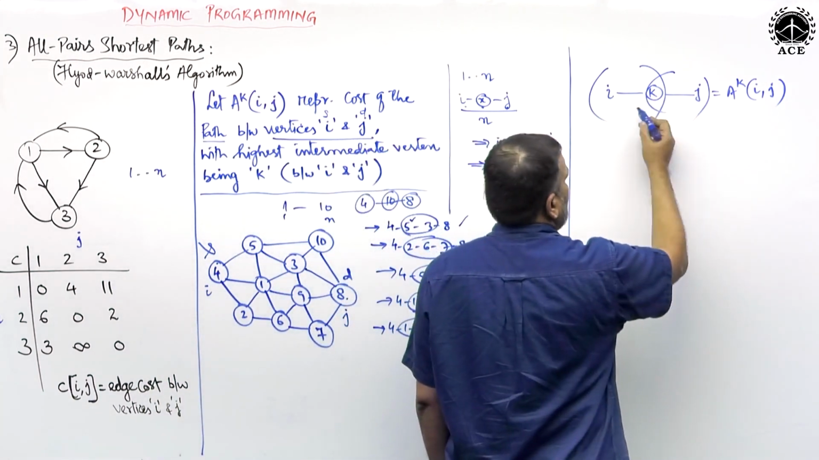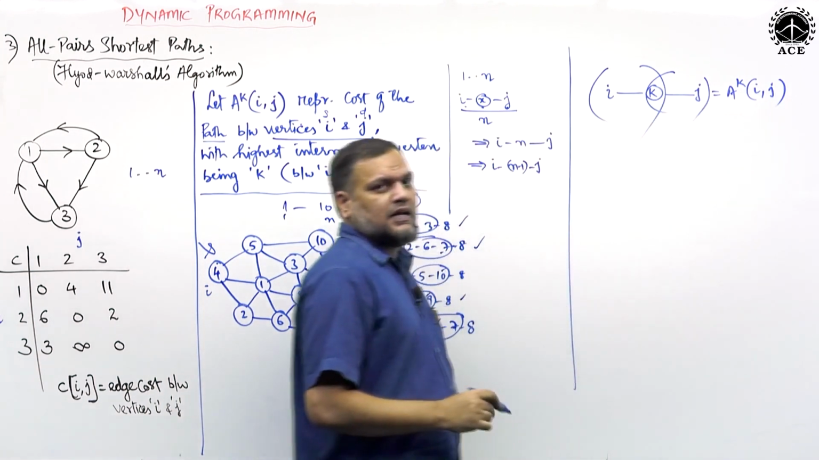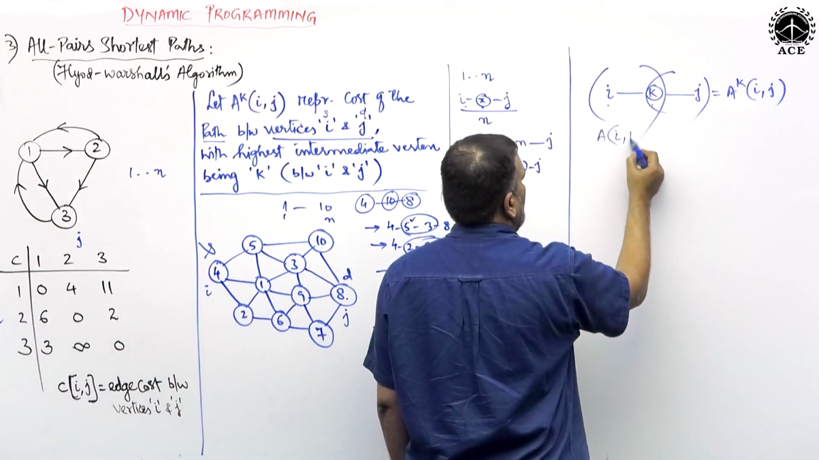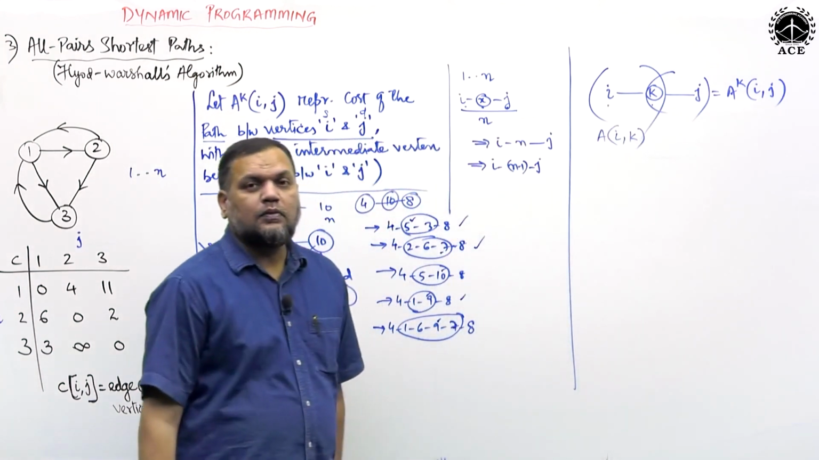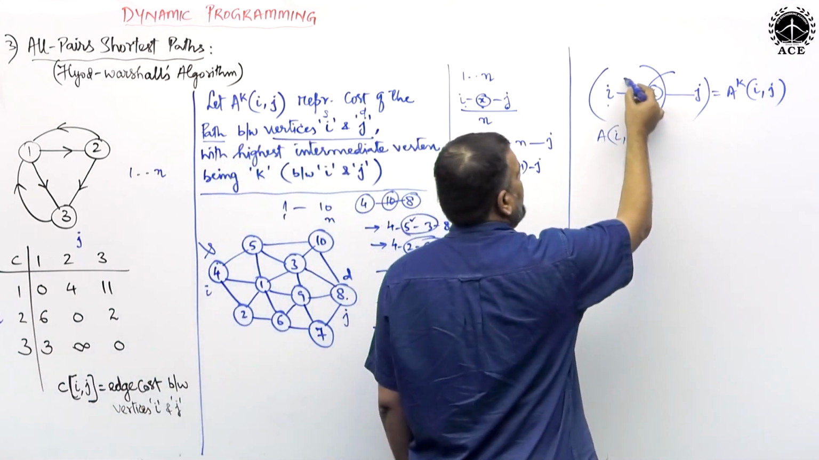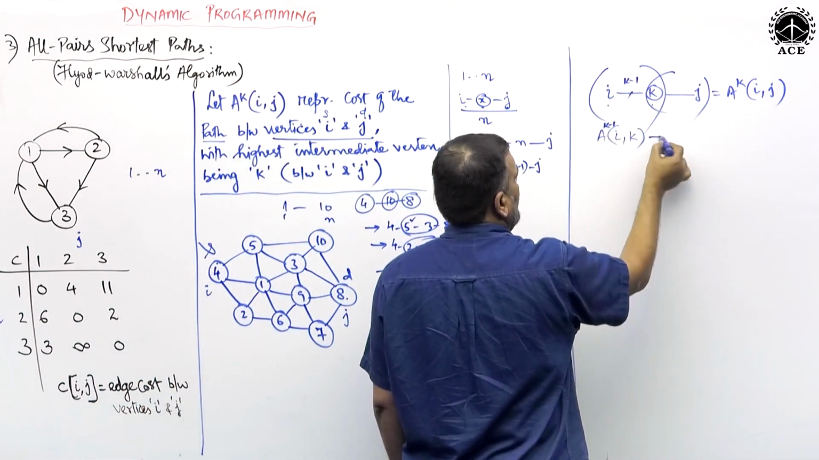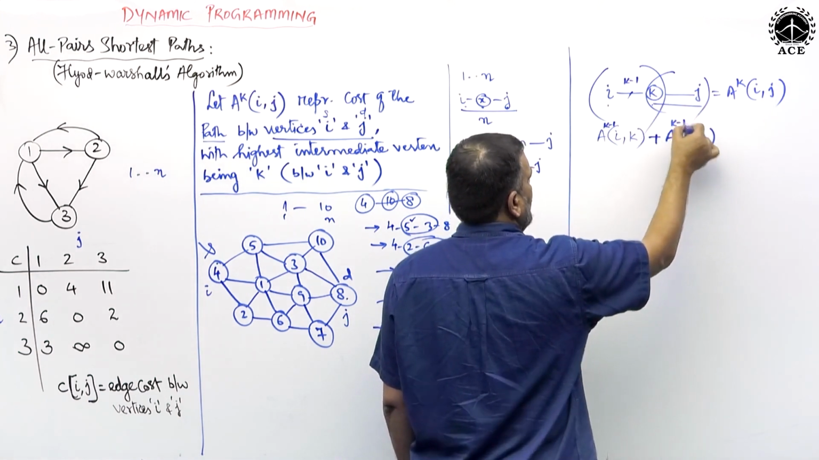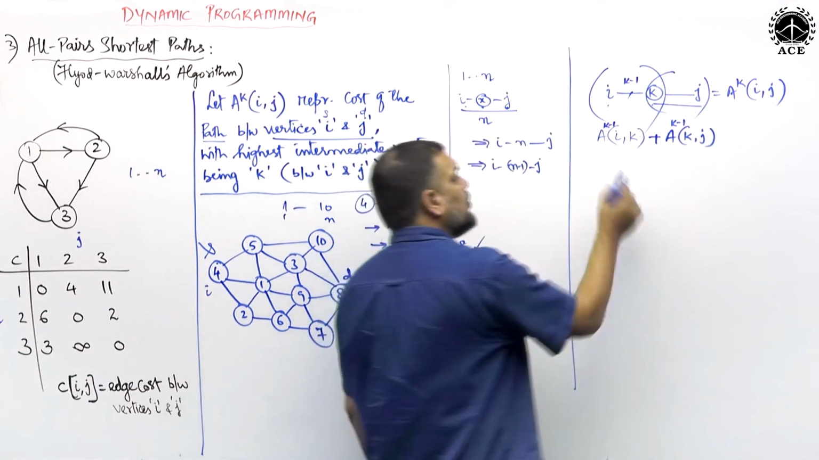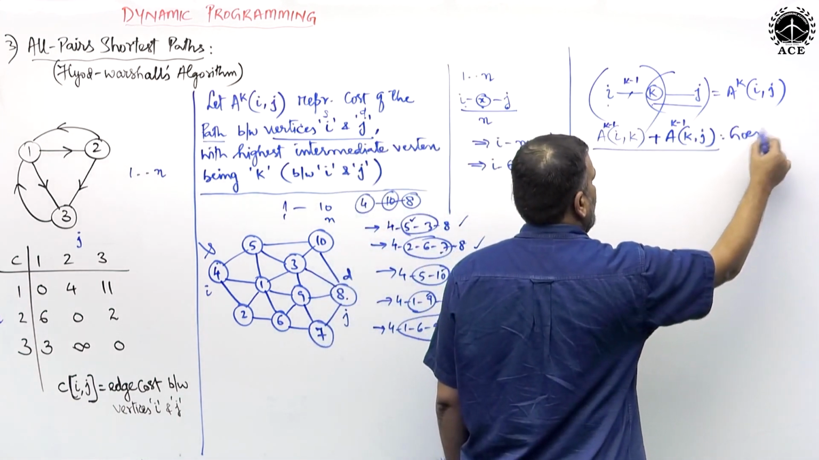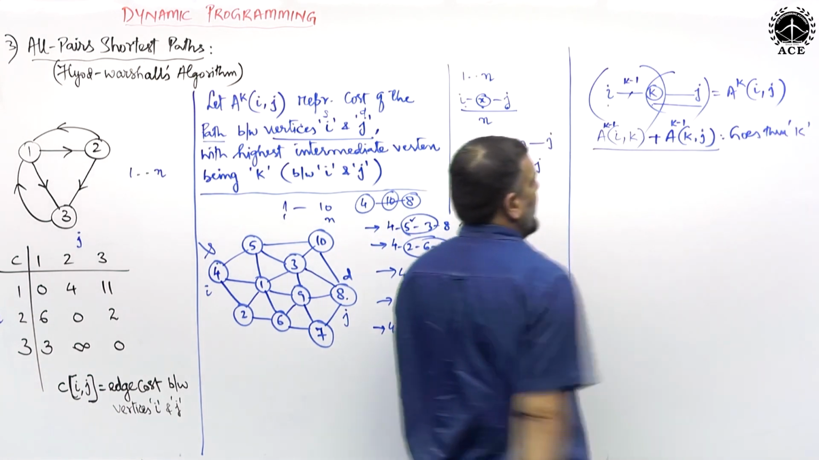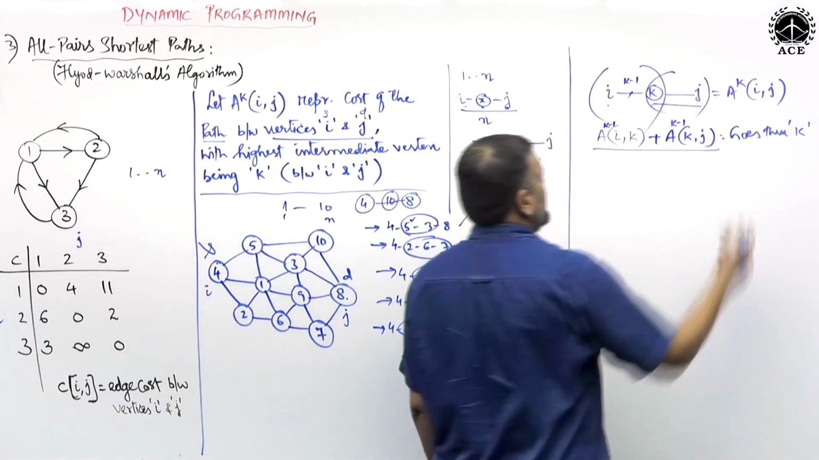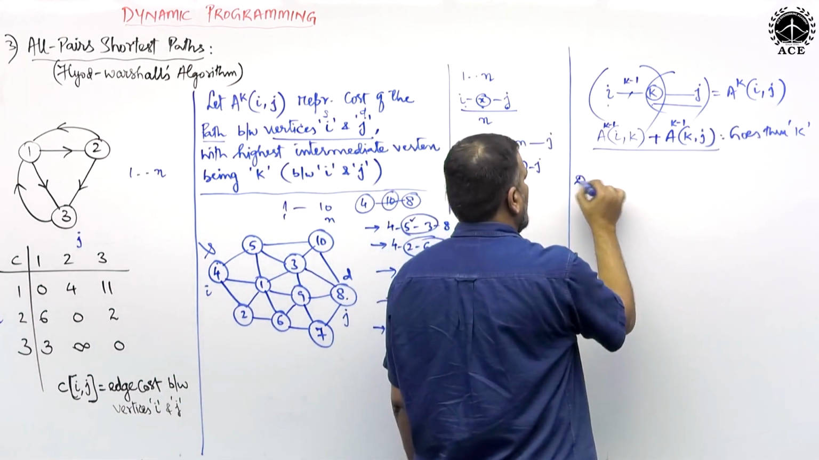Suppose I am breaking the path like this, then how do I express the cost of this path? Very simple. The cost of the subpath from i to k, I can write as A of i, k, and the highest intermediate vertex that could lie here is k minus 1. Plus the cost of the subpath whose source is k and destination is j, with highest intermediate vertex k minus 1. So, if the shortest path goes through k, this will be the cost. Or if it does not go through k, then the next highest intermediate vertex that could lie between i and j is k minus 1.